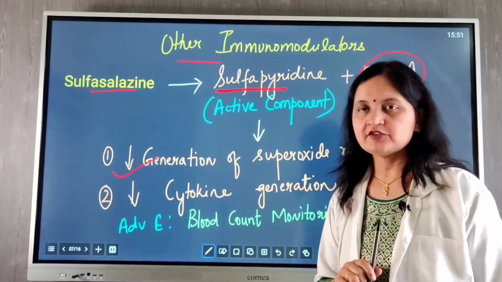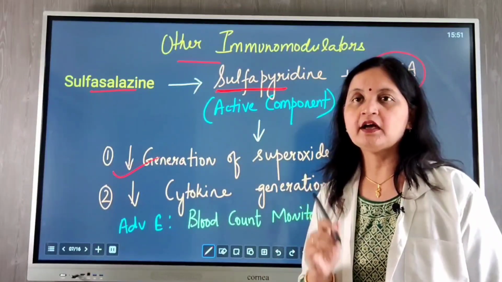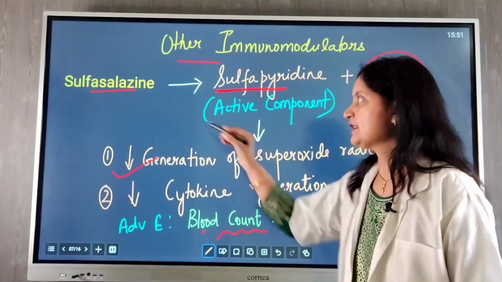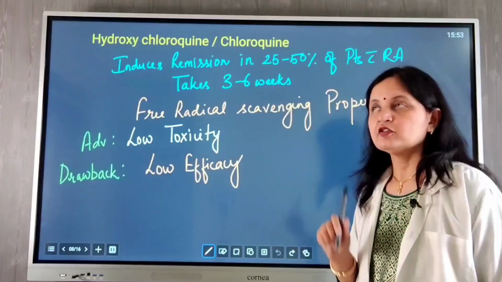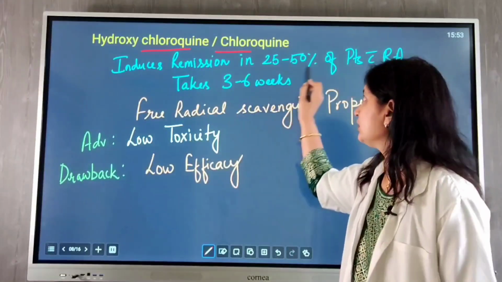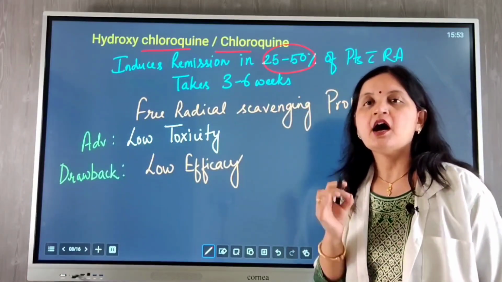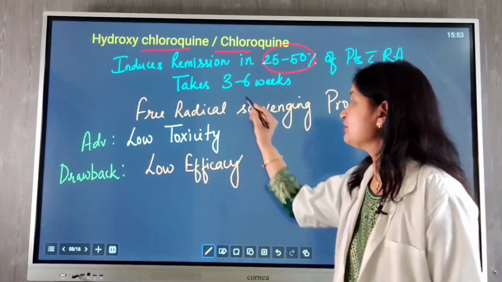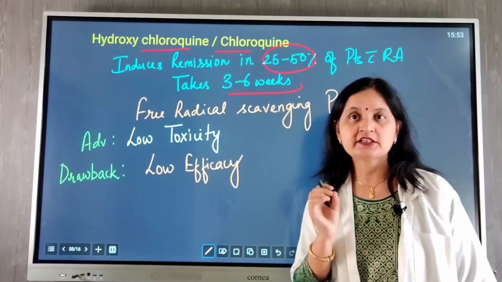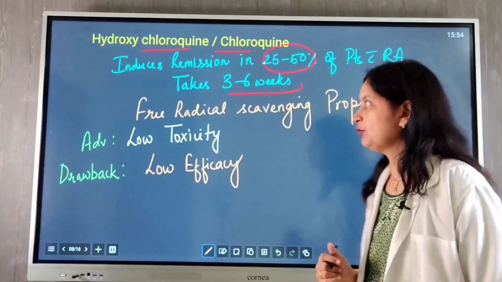A limitation of this drug is bone marrow suppression. It can cause anemia, leukopenia. So blood count monitoring is essential when sulfasalazine is used. So the next drug is hydroxychloroquine or chloroquine. It induces remission in 25 to 50% of the patients of rheumatoid arthritis. However, a drawback is that it takes 3 to 6 weeks to achieve full therapeutic effect. So it has a slow onset of action, just like other disease-modifying antirheumatic drugs.